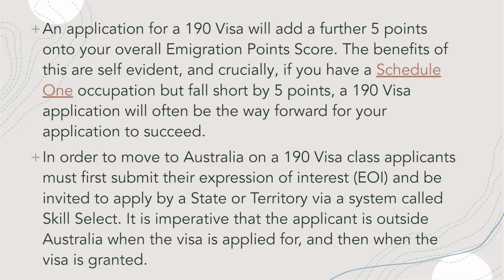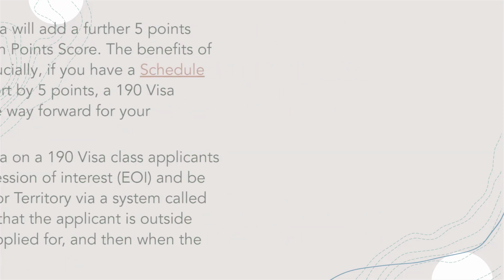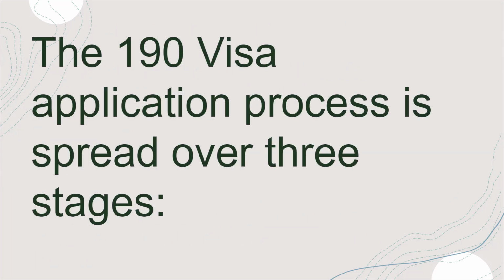In order to move to Australia on a 190 visa class, applicants must first submit their expression of interest and be invited to apply by a state or territory via a system called SkillSelect. It is imperative that the applicant is outside Australia when the visa is applied for, and then when the visa is granted. The 190 visa application process is spread over 3 stages.